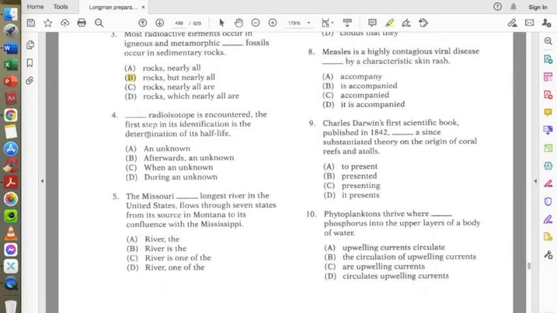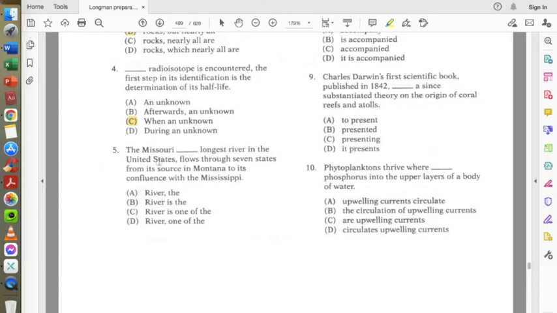rock. Number four, blank radioisotope is encountered. The first step in its identification is the determination of its half-life. When, we've got a simple time clause here, when an unknown radioisotope is encountered. Then we have the main clause, the first step in its identification is the determination.